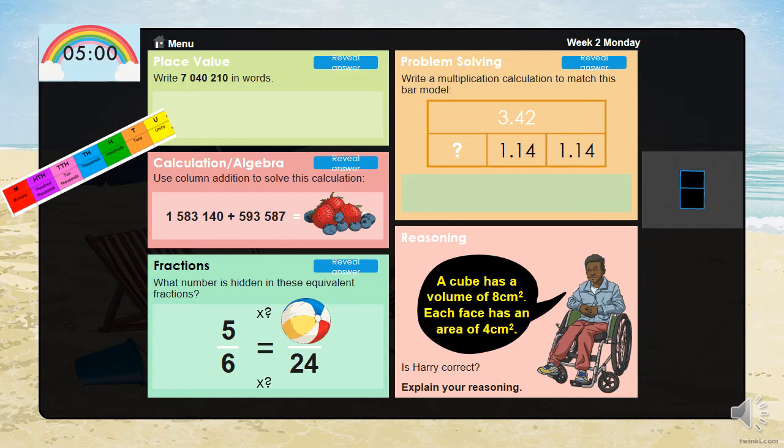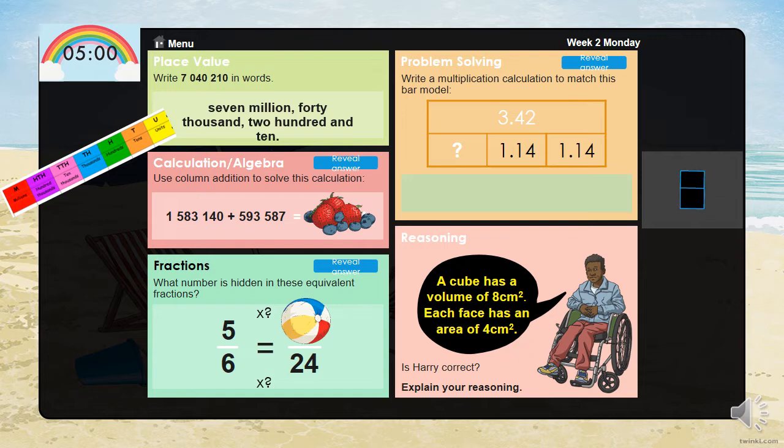Fantastic. Now let's go through the answers. Write the number shown on screen in words. So that should be written as 7,040,210. Making sure that you spelt 40 correctly because 40 is naughty as it drops the U. So making sure you've got that written correctly.